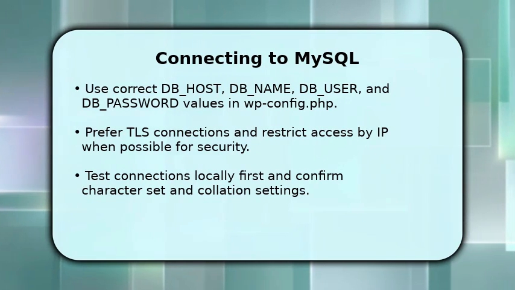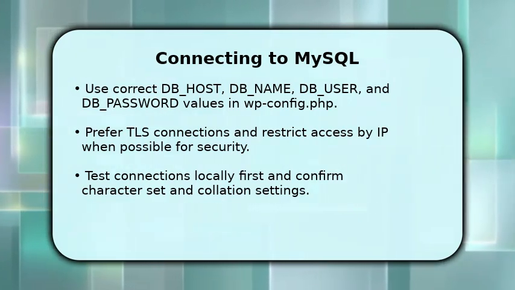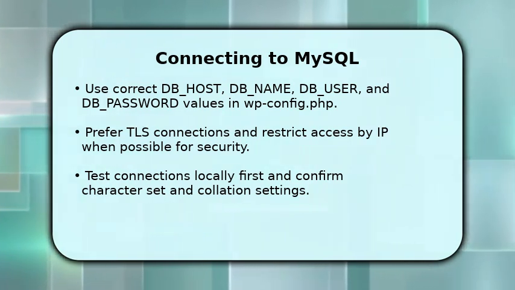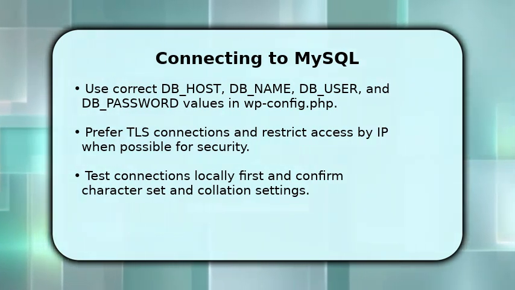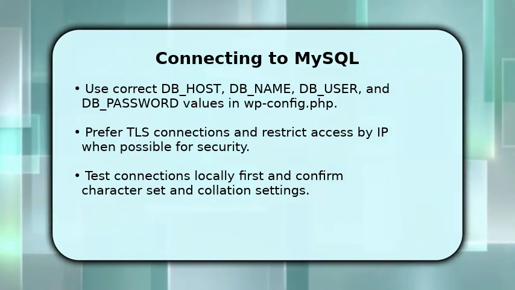To connect reliably, check DB host, DB name, DB user, and DB password in wp-config.php and test locally before deploying. Use TLS where supported and restrict access by IP to harden security.